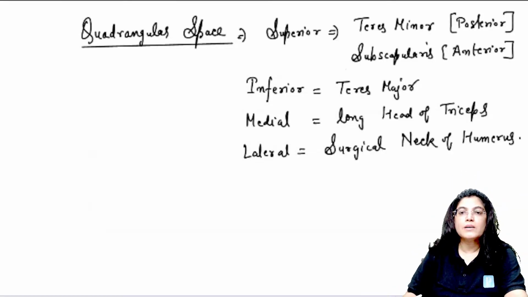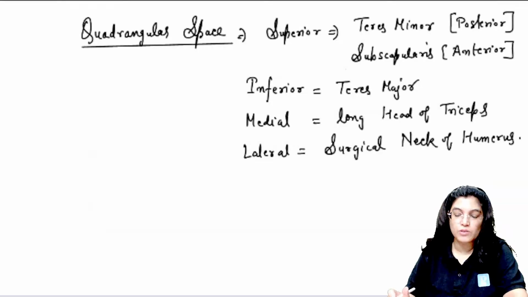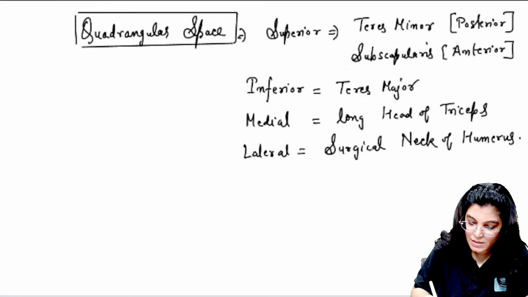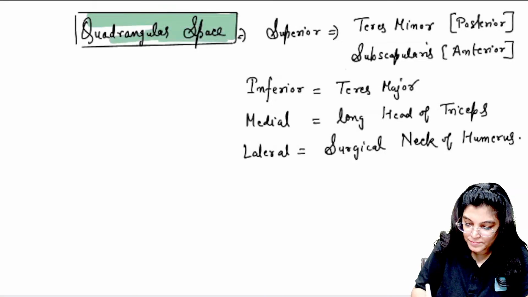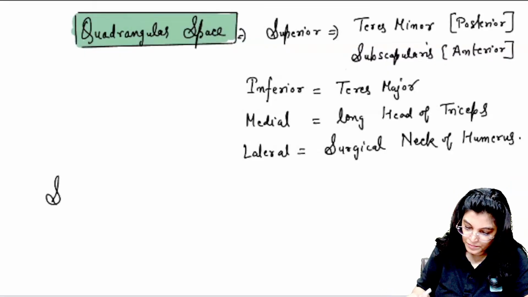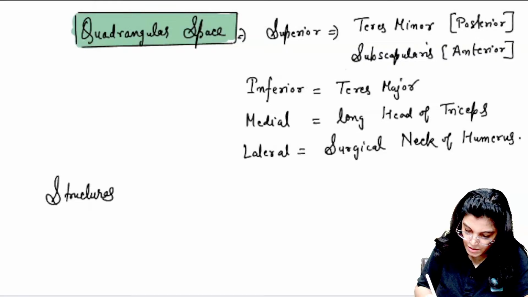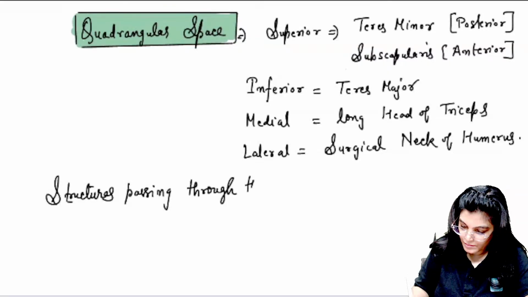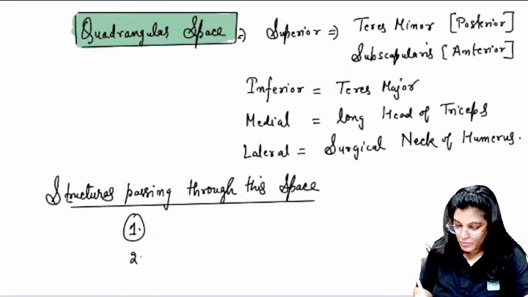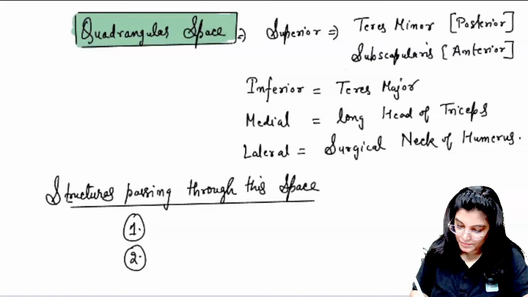Okay. So this is about the quadrangular space boundaries. We can see its overall boundaries as described in this diagram and shown here also. This is the boundary for quadrangular space. And now the structures passing through this space. We have two structures which pass through the quadrangular space, and they are the posterior circumflex humeral artery and the axillary nerve.